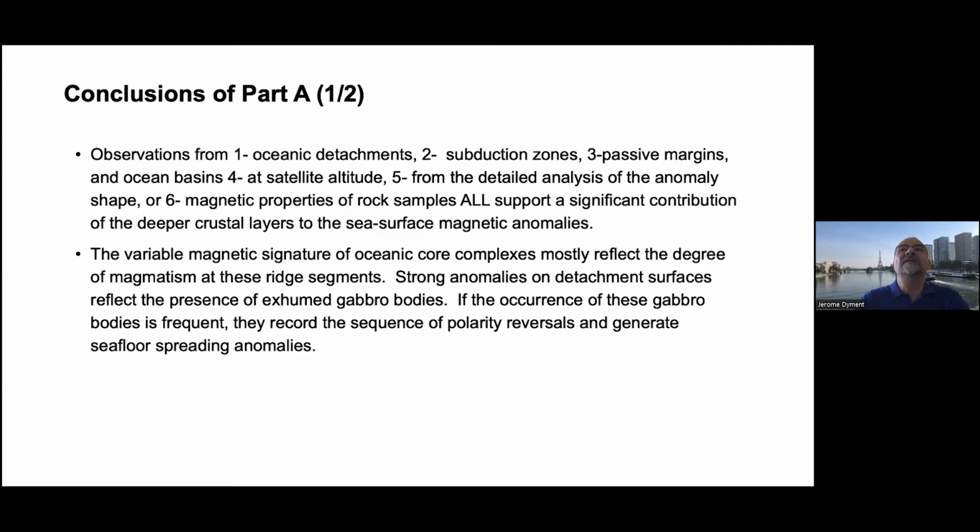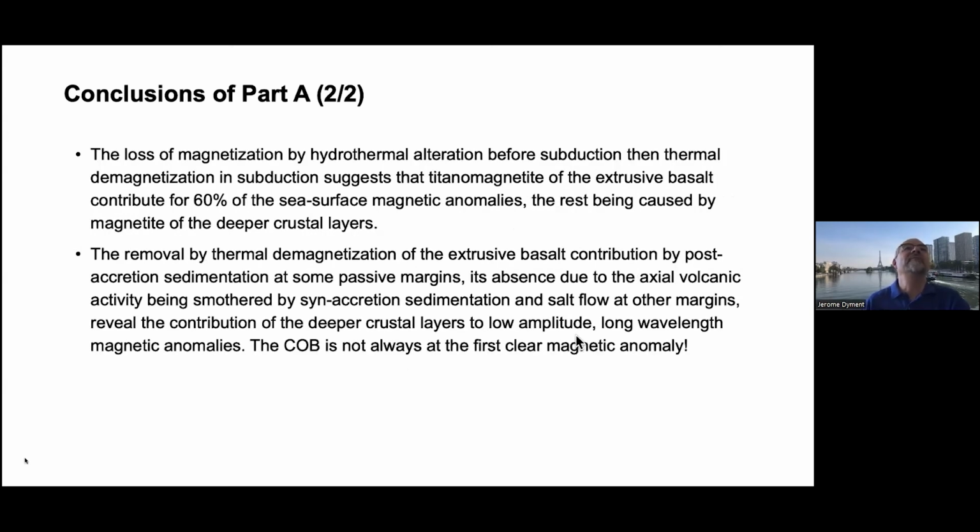Strong anomaly on the detachment surface reflects the presence of exhumed gabbro bodies. And if the occurrence of these gabbro bodies is frequent, they record the sequence of polarity reversal and generate seafloor spreading anomalies. The loss of magnetization by hydrothermal alteration before subduction, then the thermal demagnetization within the subduction, suggests that titanomagnetite of the extrusive basalt contributes 60% of the sea surface magnetic anomalies, the rest being caused by magnetite of the deeper crustal layers.